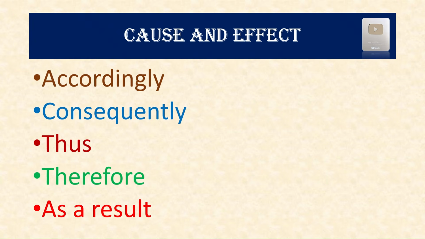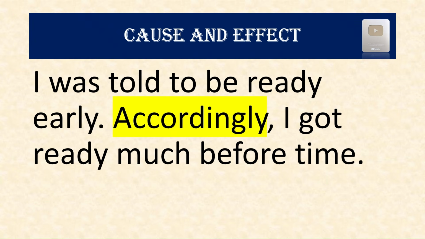Let us move to the next type, cause and effect. Here again we have 5. Accordingly, consequently, thus, therefore, and as a result. We shall see sentences with each of them.